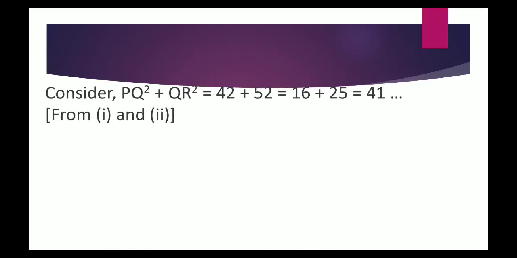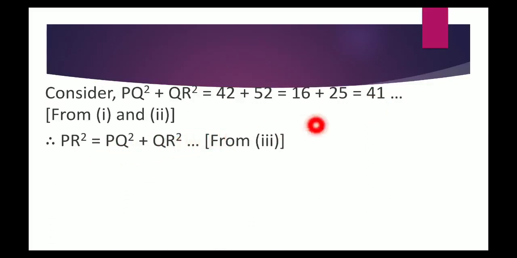So we will consider PQ square plus QR square, which is 4 square plus 5 square. It should be 4 square plus 5 square is equal to 16 plus 25, that is 41. So we know that 41 is the value of PR square.